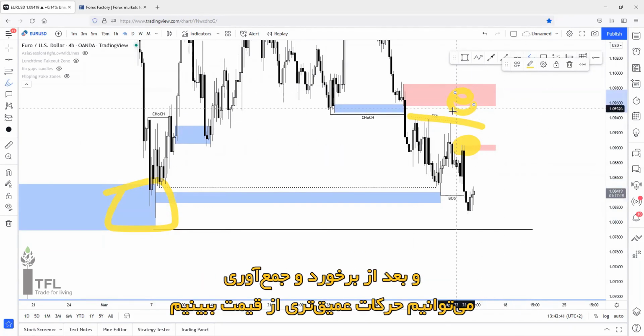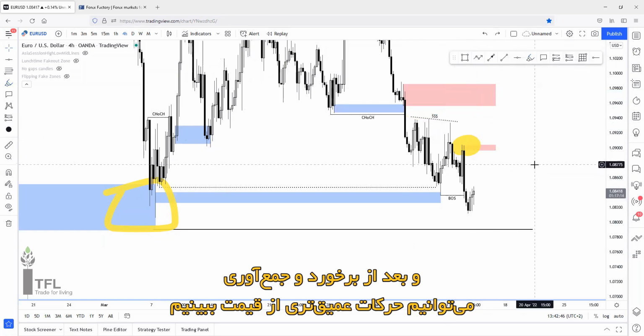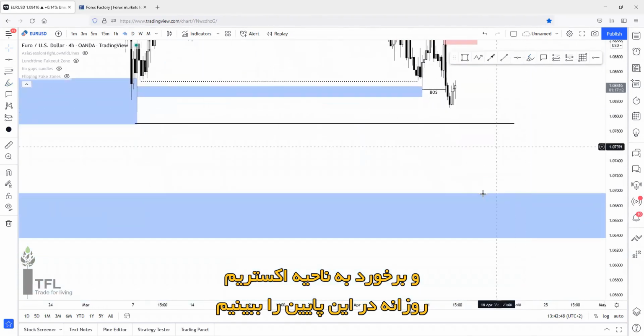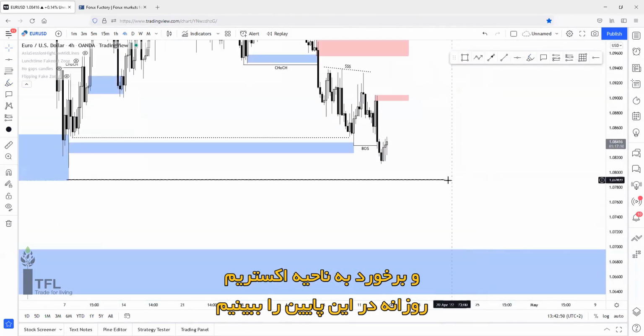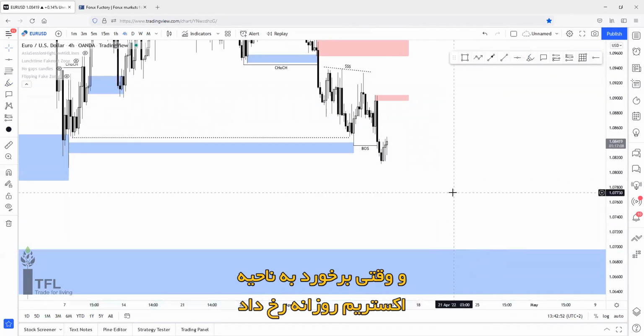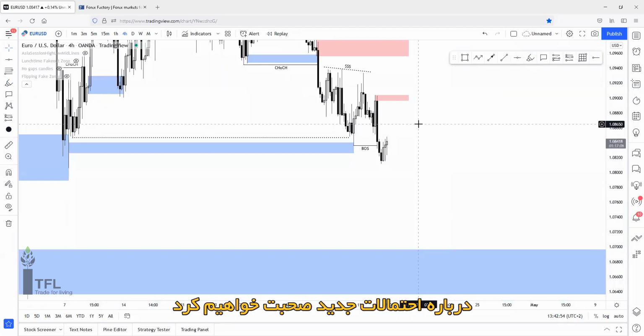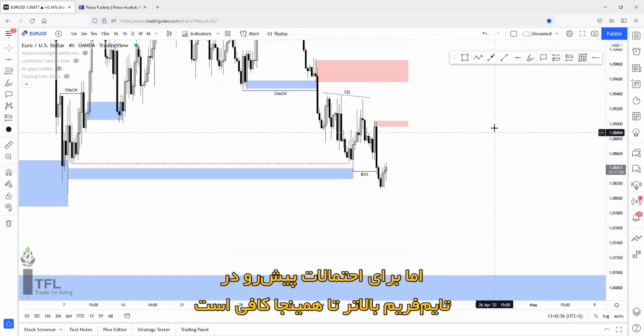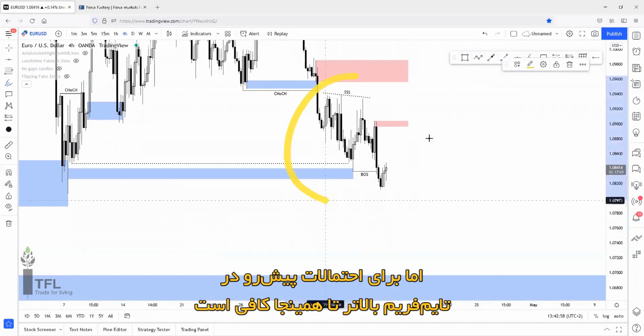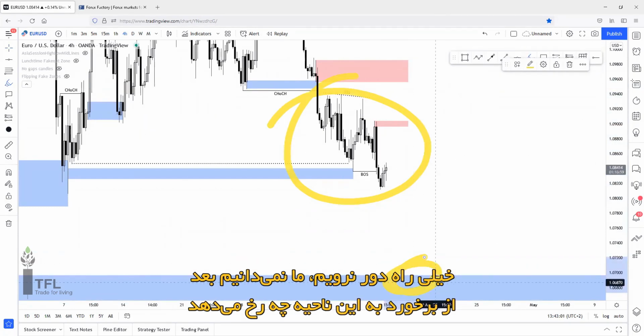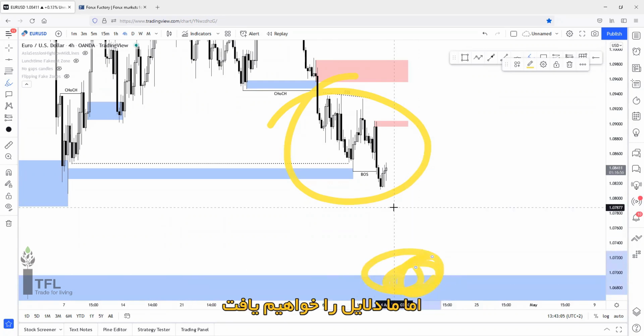And after a tap and sweep, we'll be able to see deeper price action areas, and we'll see the tap of this overall daily extreme zone down here. And if the tap of this daily extreme zone happens, we'll talk about the new possibilities. But for the higher time frame upcoming possibilities, that's enough. That's even too far away. We don't know what will happen after the tap of this zone, but we'll find the reason. We'll find what will happen after the tap happens.